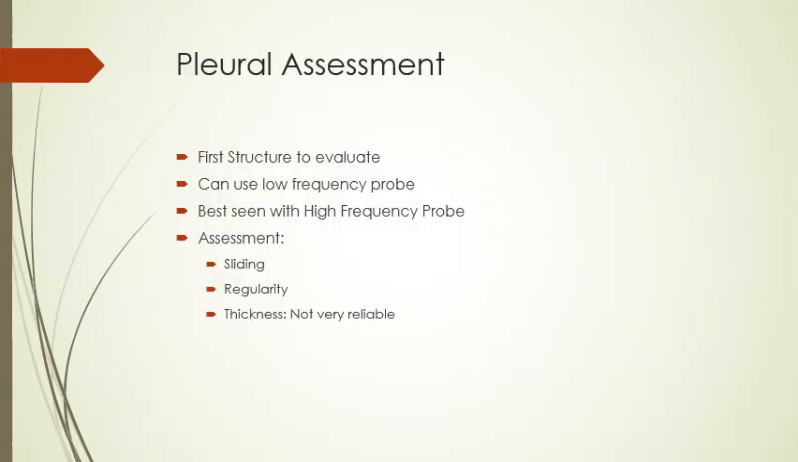We recommend beginning with pleural assessment anytime we are doing a lung ultrasound. We can use a low-frequency probe to look for the pleural line. However, it is best seen with high-frequency probes, as this allows for greater resolution. When assessing the pleural line, it is important to look for the degree of sliding that's occurring, if the pleural line is regular, and to look at the thickness of the pleural line, although the latter is not very reliable and can be misleading.